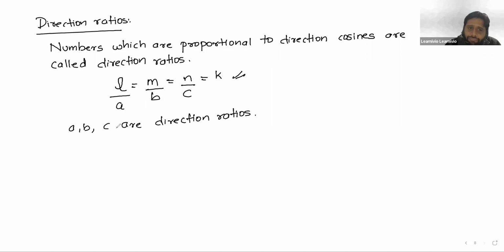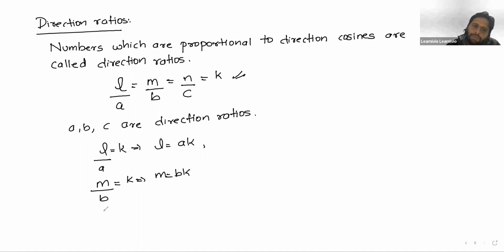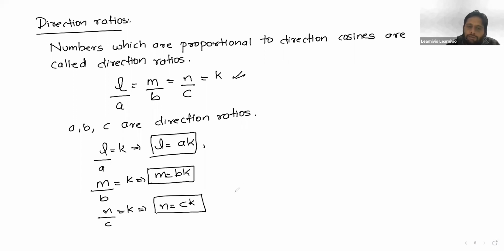Okay. So from this, we will find out a very good formula. We can say L by A is equal to K, so L is equal to AK. Similarly, M by B is equal to K, so we get M is equal to BK. N by C is equal to K, so we get N is equal to CK. So we are getting this relation: L is equal to AK, M is equal to BK, N is equal to CK.